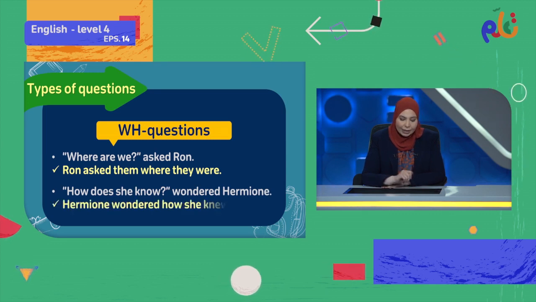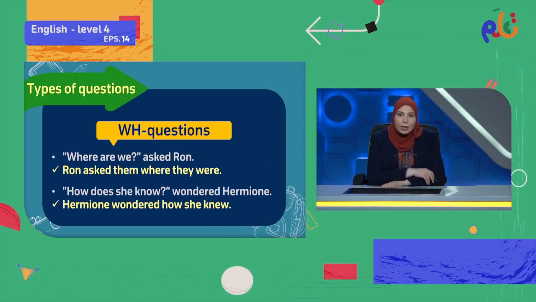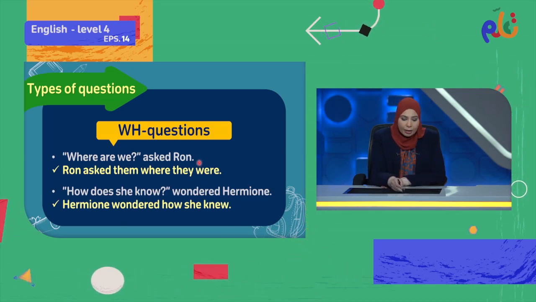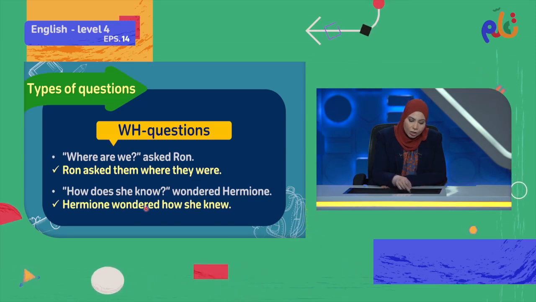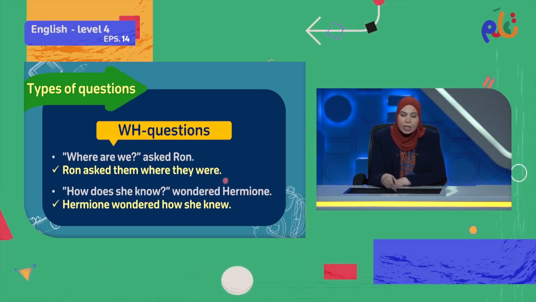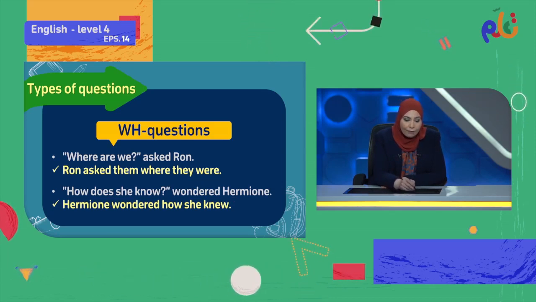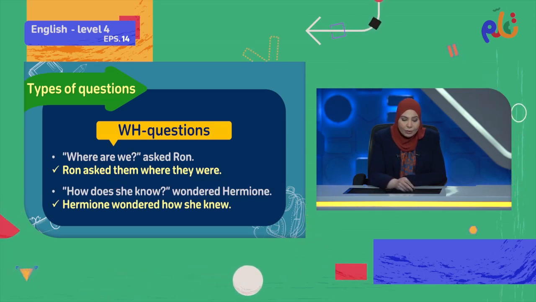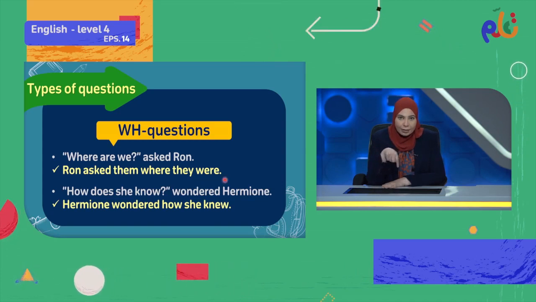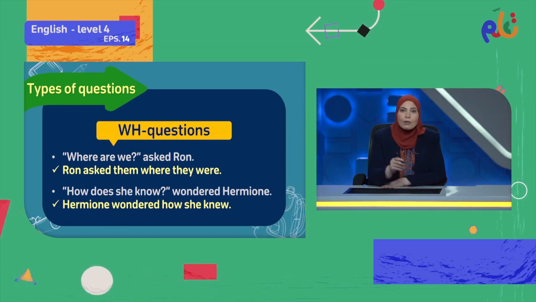Let's look at the second example. How does she know? Wondered Hermione. So here I have the reporting verb as wonder. We're going to use this one. So Hermione wondered how she knew. What's happening here is that we have removed the helping verb and we have switched the tense into the past. So we're changing the tense and we are removing any helping verb.